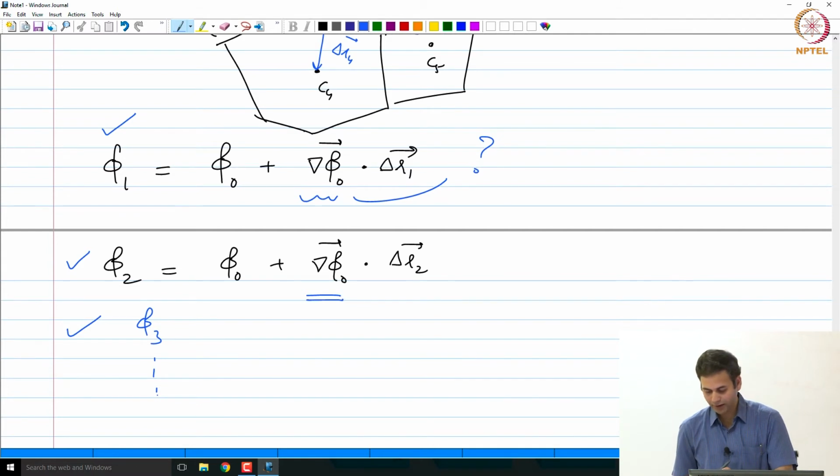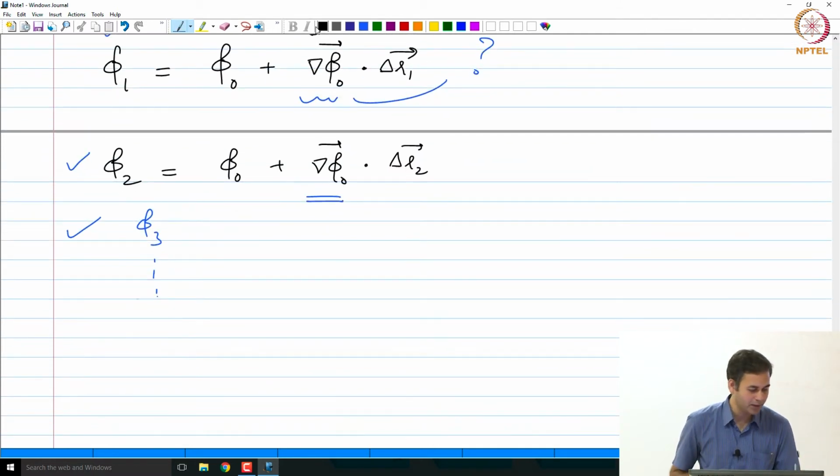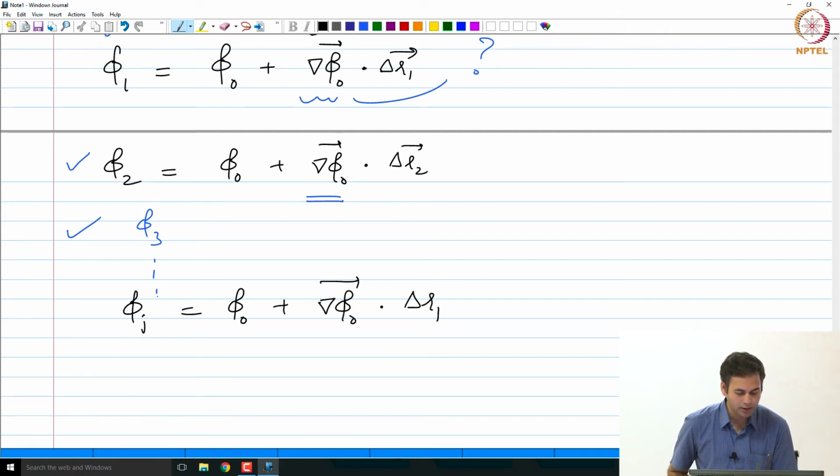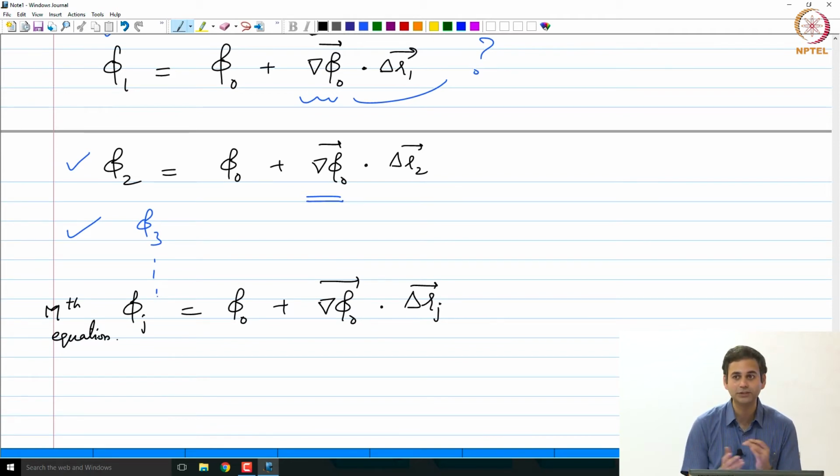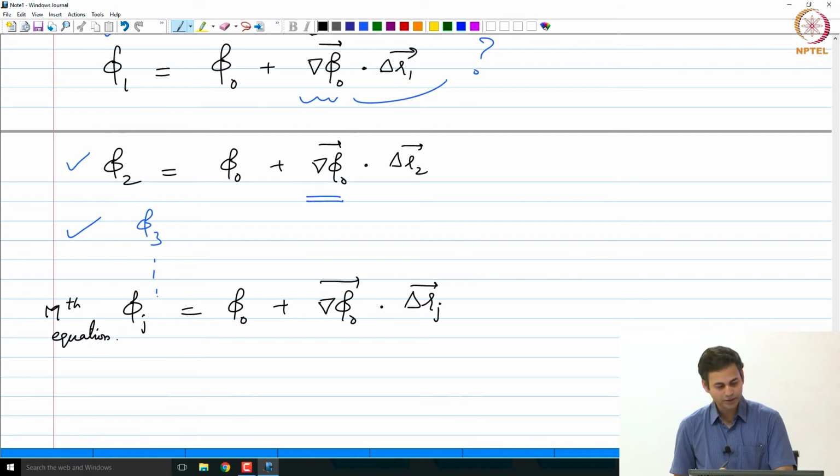Okay, that means if I have, let us say, a j neighbor, phi j would be what? Phi 0 plus grad phi 0 dot delta R j bar, right. And similarly, if I have m neighbors, this would be the mth equation, right, if I have m cell neighbors that share a face. Okay, that means how many equations do I have?